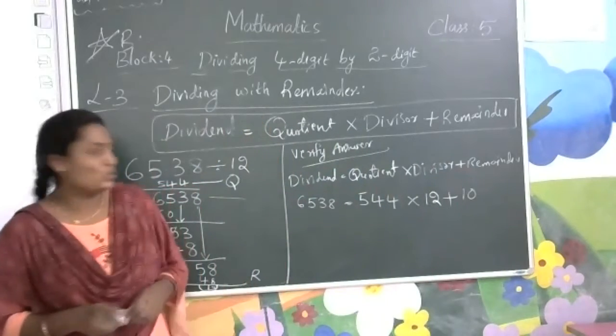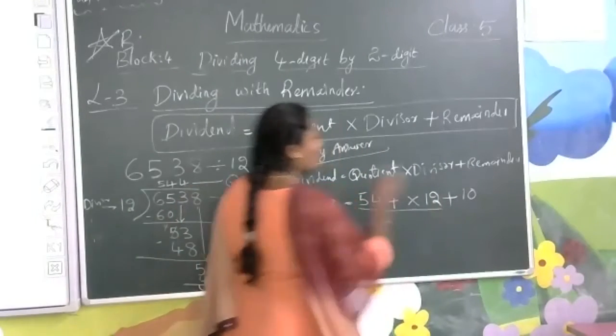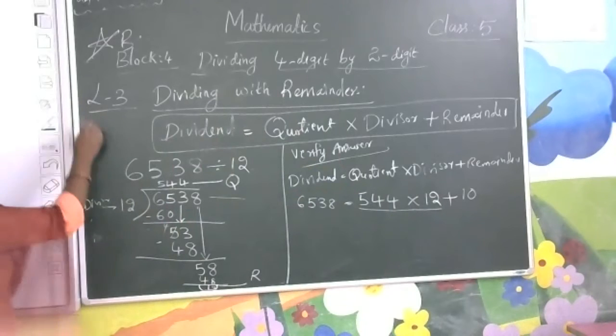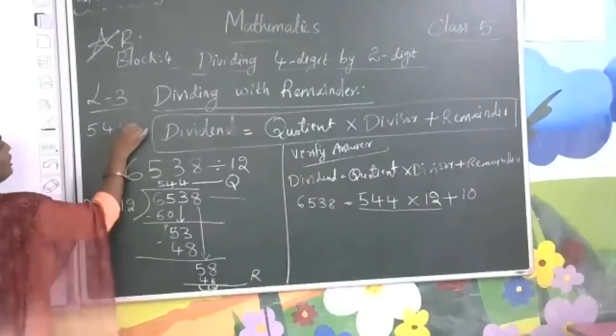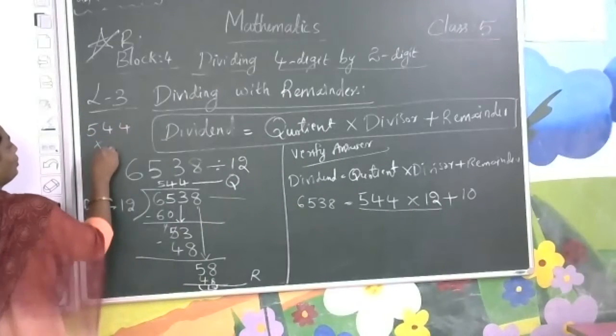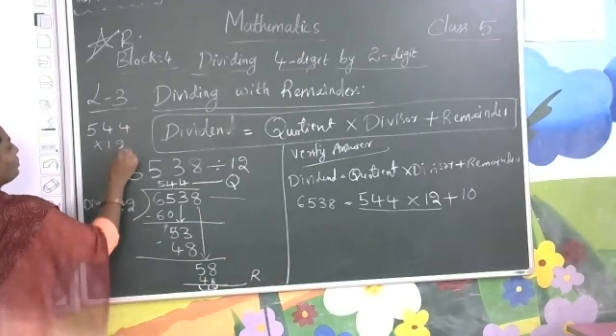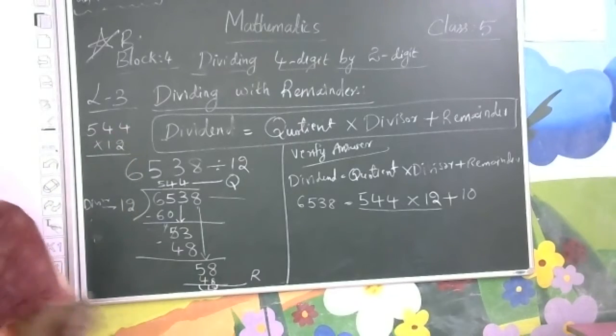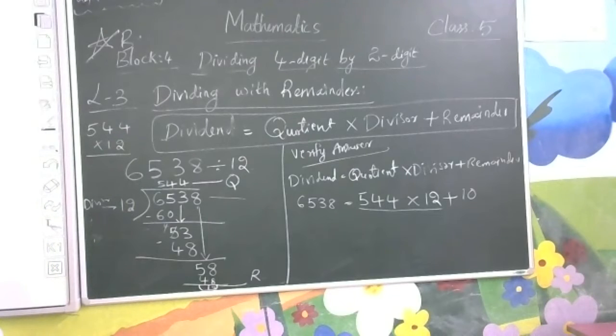Okay, now we should do multiplication in the left column. So I will write it here today: 544 into 12. Who is trying to say that? Only three children in the room are on the video. Avisha, will you say that multiplication? 544 into 12. Ashna, what are you going to do?